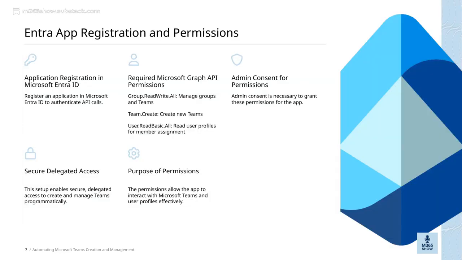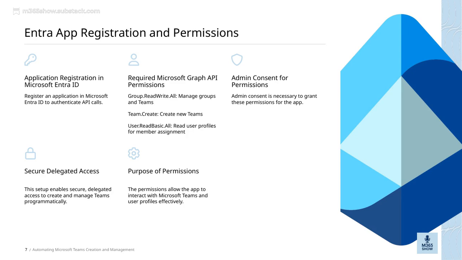Now, let's take a closer look at Entra app registration and permissions, specifically how they enable us to automate Microsoft Teams creation and management. The permissions we set up are crucial because they allow the app to interact with Microsoft Teams and user profiles effectively. Think of these permissions as the app's access rights, ensuring it can perform necessary actions securely and efficiently. The main purpose here is to provide secure, delegated access, which means the app can create and manage teams programmatically without compromising security. This setup is essential for automating processes while maintaining control over who can do what.